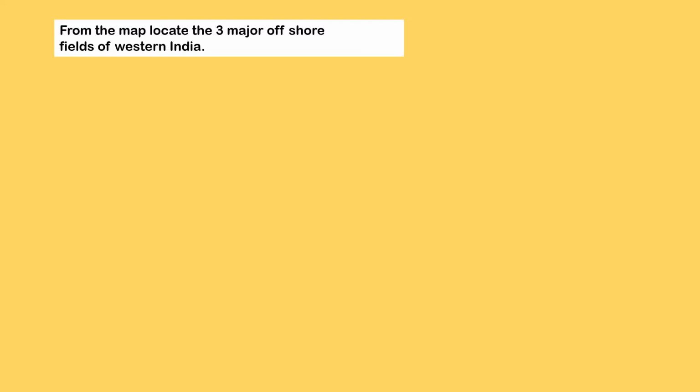From the map, locate the three major offshore fields of Western India. Please find the answer and write in the comment section. Please don't ignore, children. Please do write.